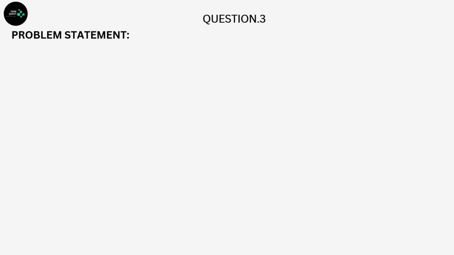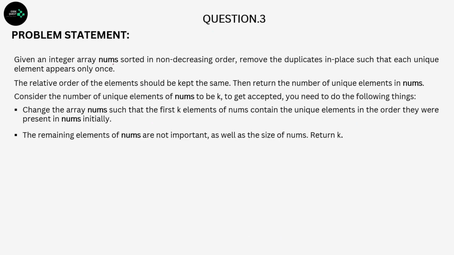Our problem statement is, given an array, say nums, which is sorted in non-decreasing order, you have to remove all the duplicates present in it such that each unique element appears only once. We will not be changing the relative order of the elements originally available in the given array. And it will return the number of unique elements present in the array. Assume the number of unique elements present is k.